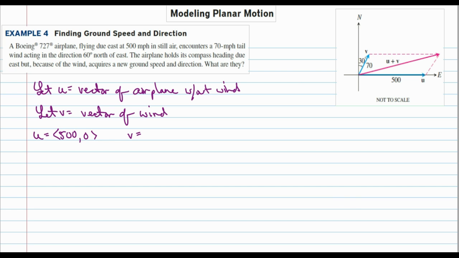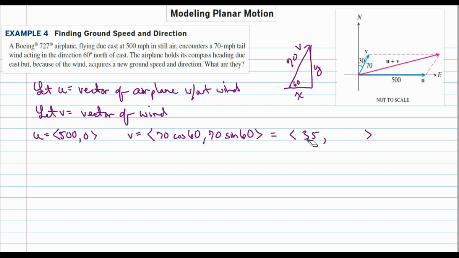Now v is going to be based off of this vector, so I'm going to look at that a little bit off to the side in another triangle. This is a 60-degree angle off of the x-axis. My x-coordinate is along the x-axis, the y-coordinate would be here, and then 70 is the magnitude, or speed, of the wind. So now I can use some trig and get that the x-coordinate is 70 cosine of 60, and the y-coordinate is 70 sine of 60, which then simplifies to be 35, because cosine of 60 is 1/2, and 35 square root 3, because the sine of 60 is square root 3 over 2.